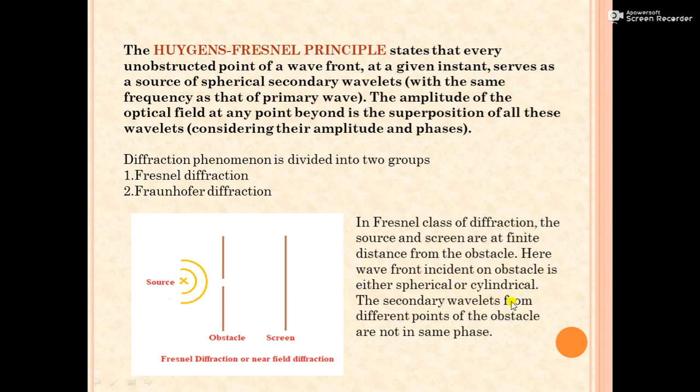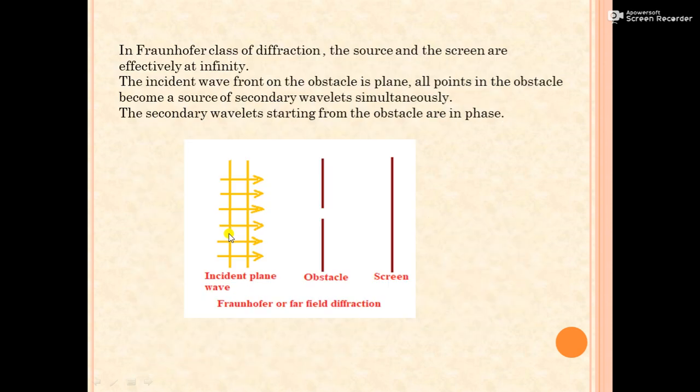The secondary wavelets from different points of the obstacle are not in the same phase, because the wavefront is spherical or cylindrical, so the wavefront reaching the obstacle is not the same for all the points, and they differ in phase. This is Fresnel class diffraction, and since the source or the screen is near to the obstacle, it is also termed near field diffraction.